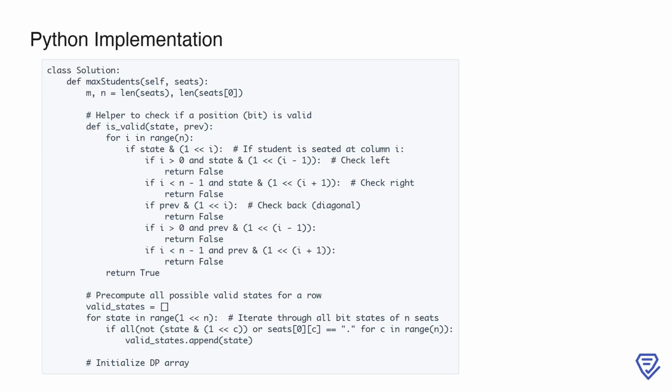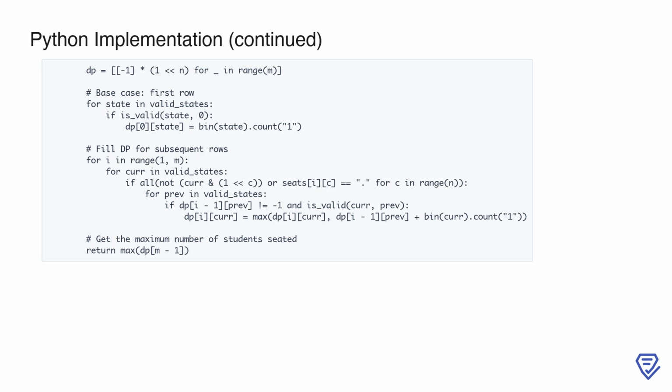These conditions are checked using bitwise operations, which allow us to efficiently examine specific seat positions in the binary representation of state and previous. After defining the helper, we pre-compute all possible valid states for a row. This involves iterating through all potential bit states for the number of seats in a row, represented as 1<<n. For each state, we ensure that students are only placed in seats marked as available, indicated by a dot in the seats grid. Valid states are collected into the valid_states list, which will be essential for our dynamic programming approach.